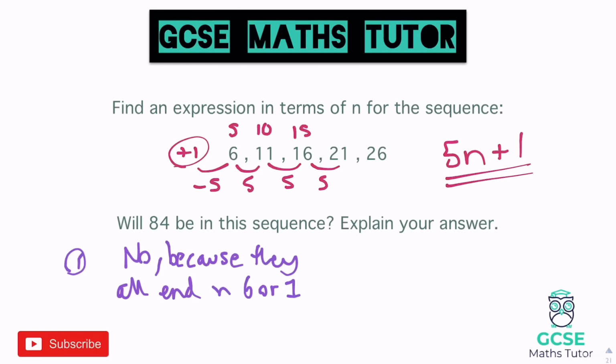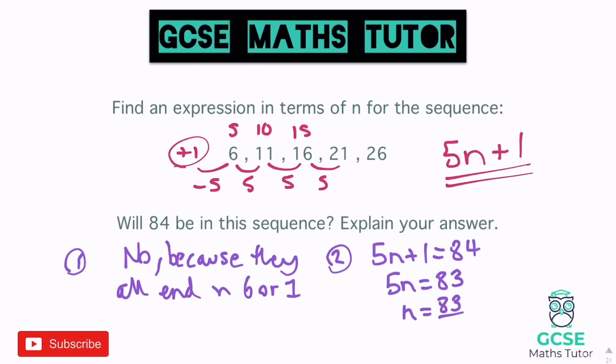There is another way, because it might not be that there's a pattern. My second option is I can actually just make an equation. I can just say, does 5n plus 1 ever equal 84? And we can solve that. Taking away 1, we get 5n equals 83. Then if we divide by 5, we get 83 divided by 5, which is not a whole number. So I could say no, n is not going to be a whole number, so the position is not going to be a whole number.